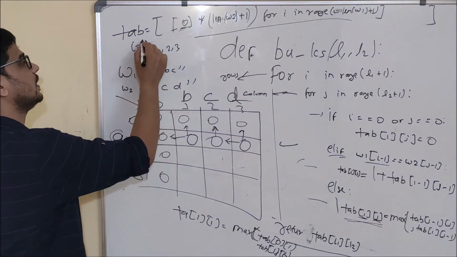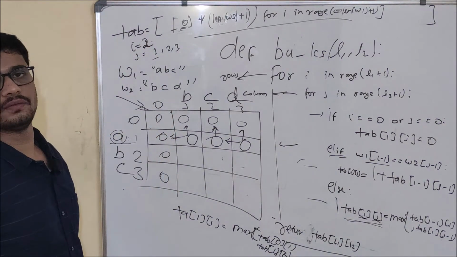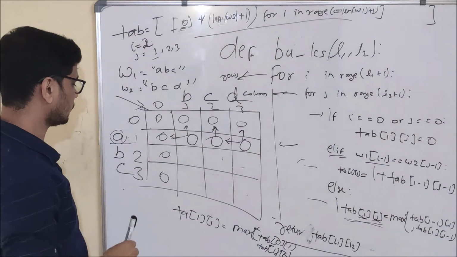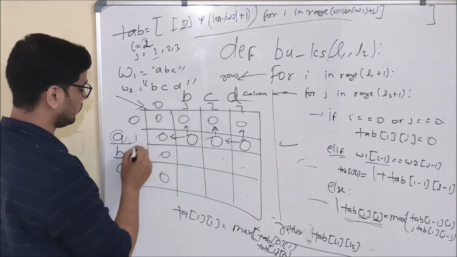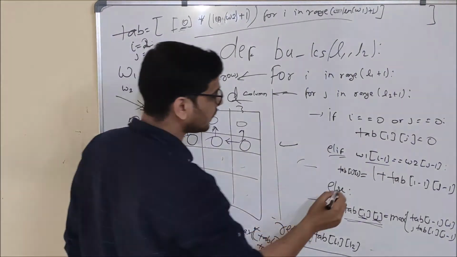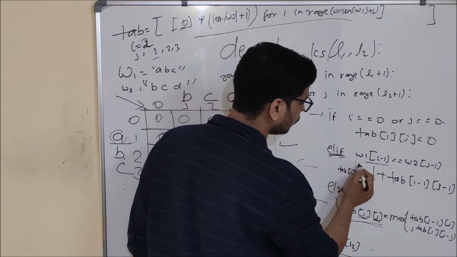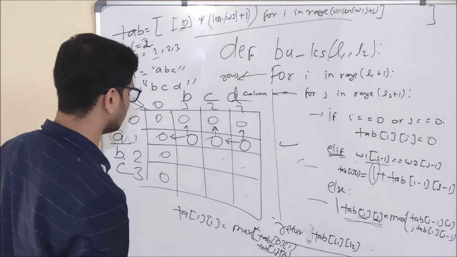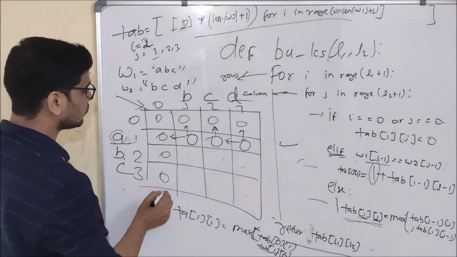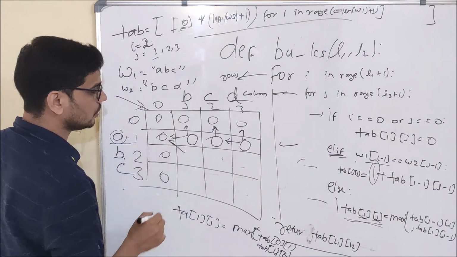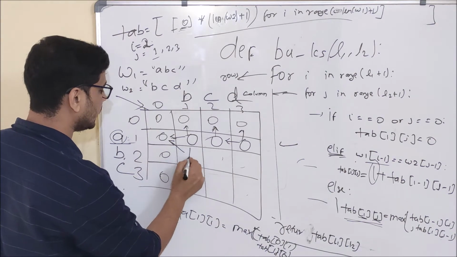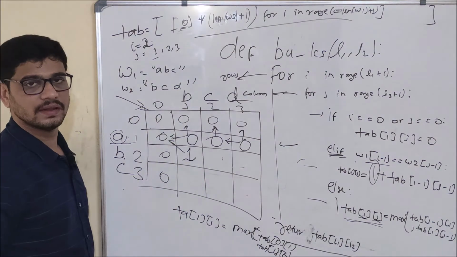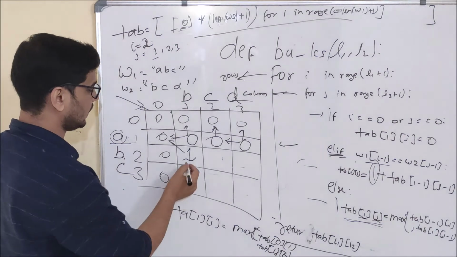Now let's come to when i is equal to 2 and j runs from 1 to 3. And what is going to happen? B, B. It is equal, and if it is equal, this elif will be true and I will return 1 plus tab of i minus 1, j minus 1. What is tab of i minus 1, j minus 1? It will be the diagonal value. So I will pick 1 plus tab of i minus 1, j minus 1, so it will be 1.